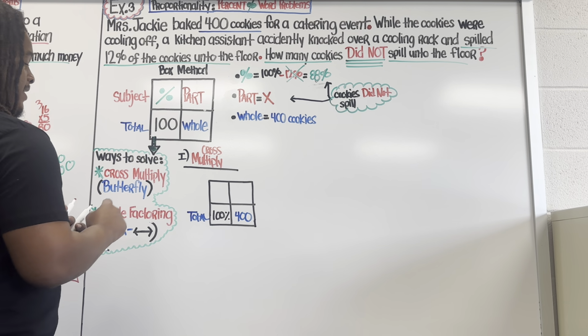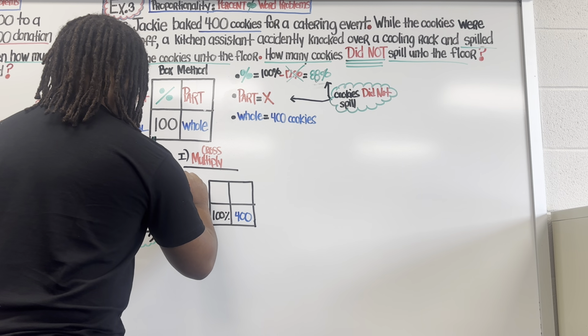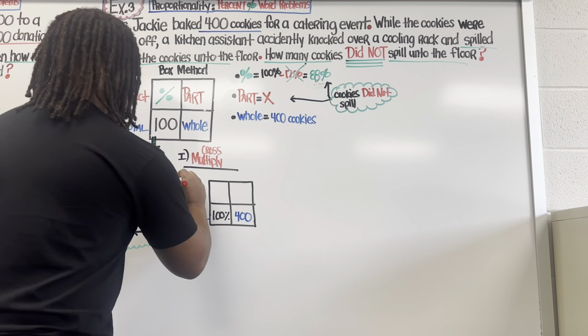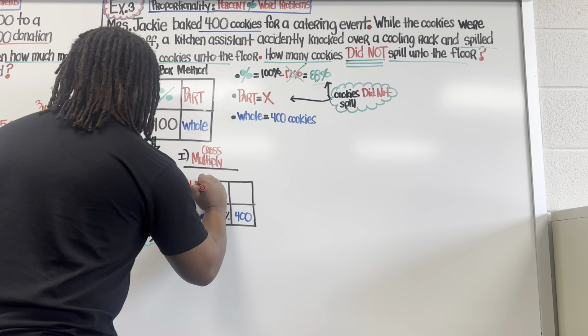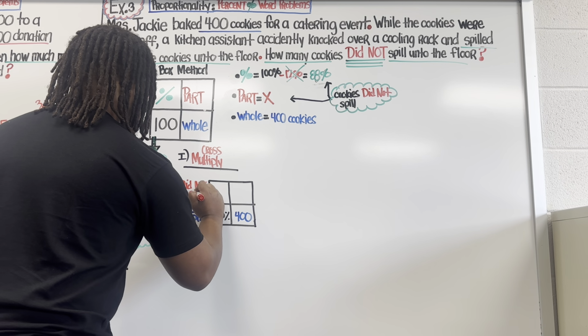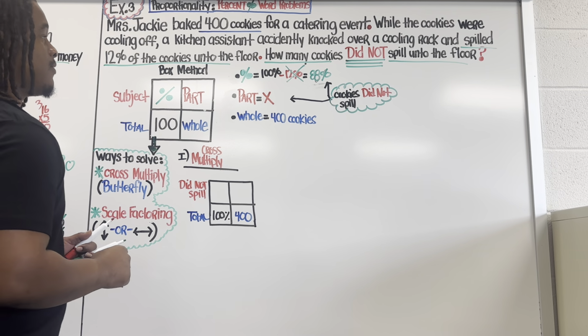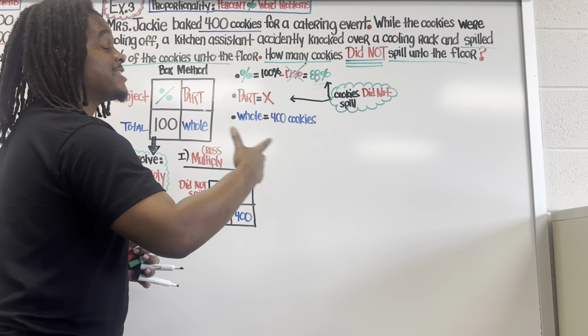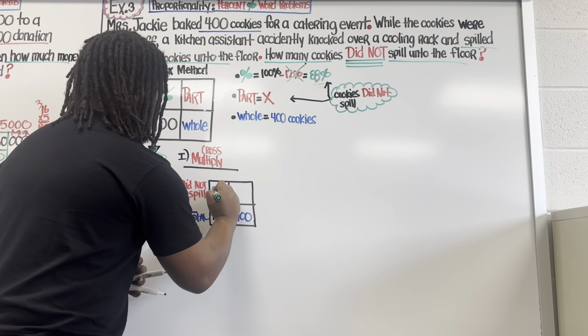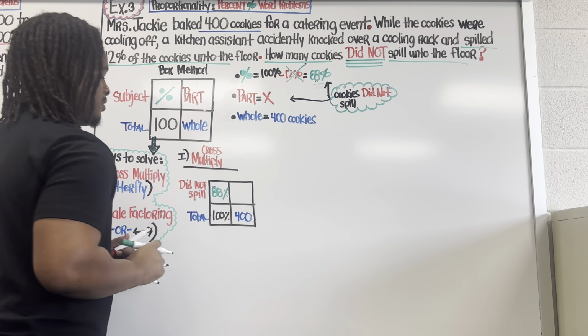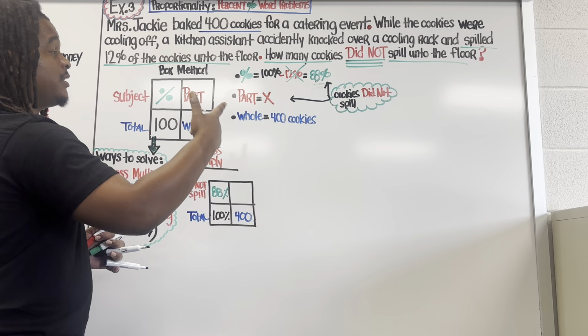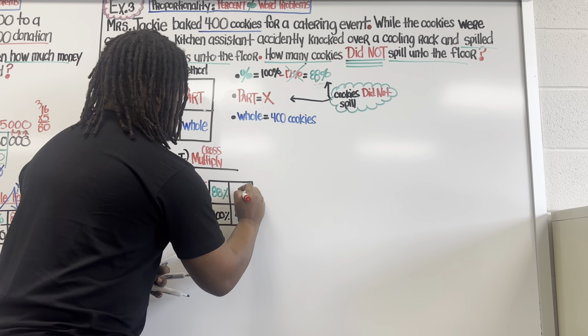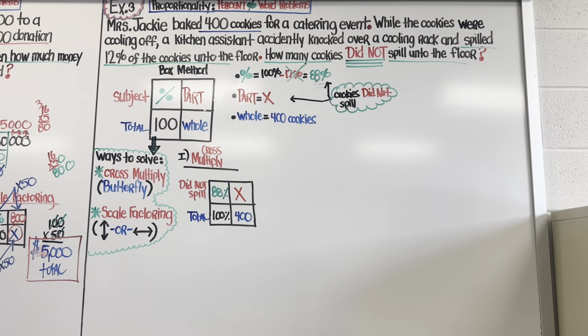Now the subject line is representing the percentage and the number of cookies that did not spill. So let me put that, did not spill, okay? Since 12% of the cookies did spill, that means 88% of the cookies did not spill. All right, so I'm gonna put 88 right here. Okay, and we don't know exactly how many cookies did not spill onto the floor. We don't know the exact number. So I'm gonna put an X right there, okay? Now, we're ready to cross multiply, guys.